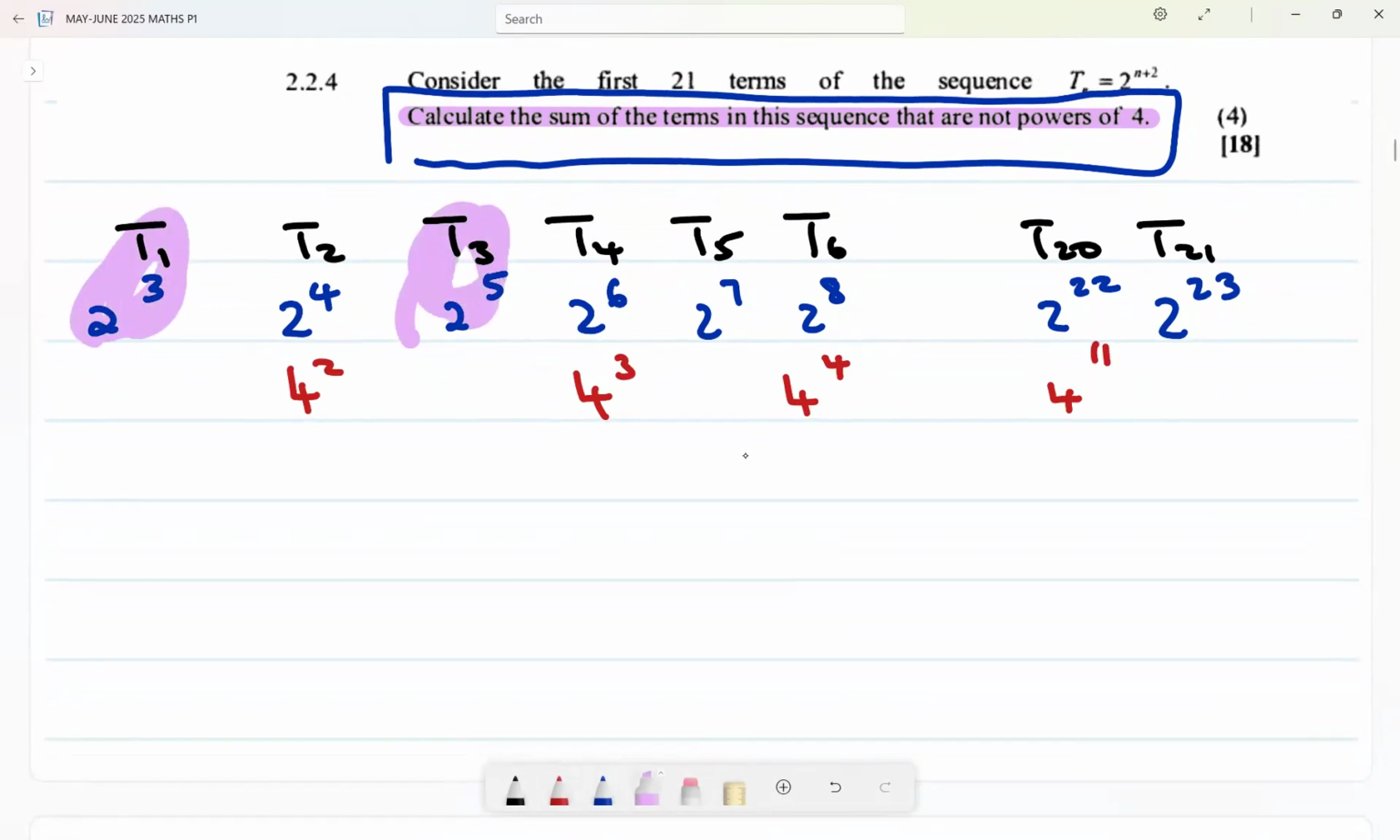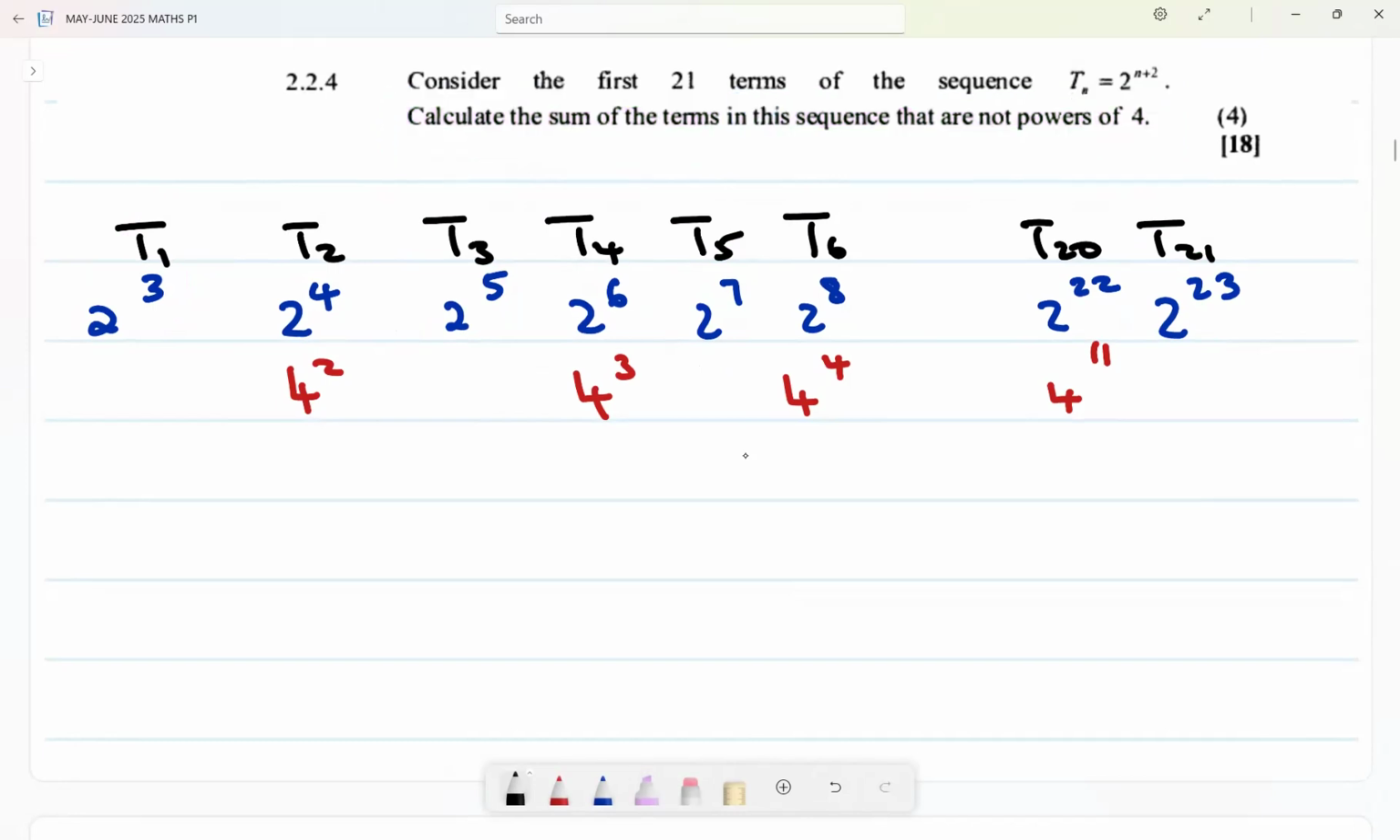T1, or the odd numbers, cannot be expressed as what? As a power of 4. So I want to find the sum of those terms. Okay, I need to find the sum of those terms. Which terms am I talking about? So if I consider their pattern, the first term is going to be 2 to the power of 3. The second one is going to be 2 to the power of 5, 2 to the power of 7, all the way to 2 to the power of 23.